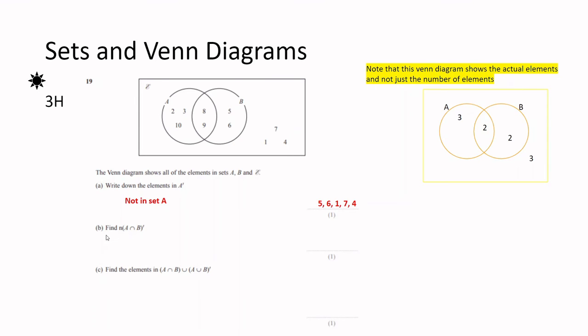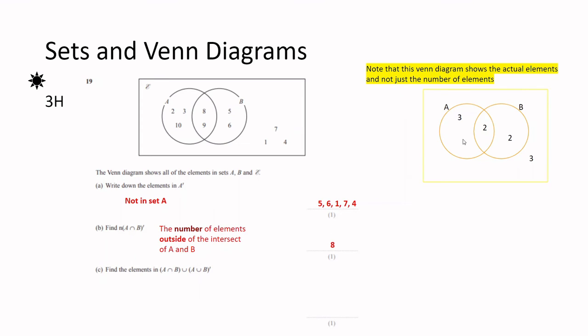For question B, this N out front means the number of elements that are not in the intersect of A and B. So I could use this Venn diagram to solve that as well, or I could simply count it from here. The intersect of A and B is this in the middle here, that's 2 elements, and there are 1, 2, 3, 4, 5, 6, 7, 8 elements outside of the intersect of A and B.